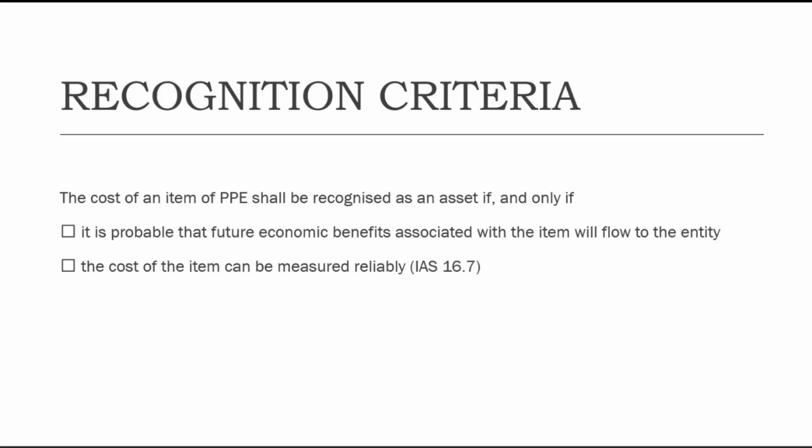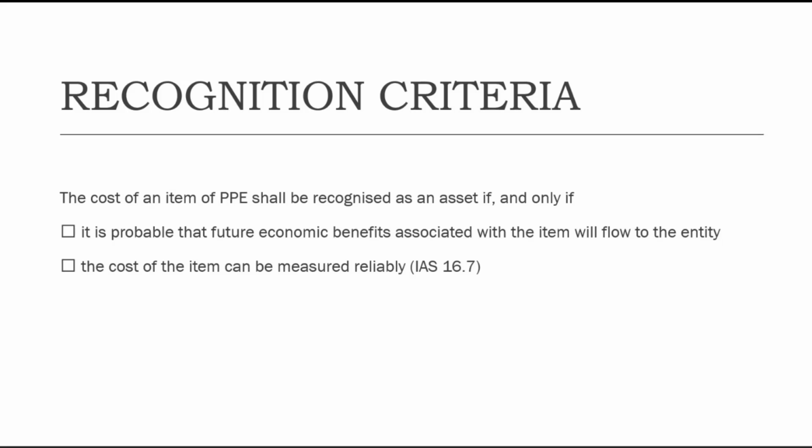And also, number two, it must have a cost that can be measured reliably. So if you have an item of property, plants, and equipment, and you don't have a cost to it, you don't have an amount, you cannot recognize it. What amount are you going to recognize in your balance sheet? If I have an asset and I don't know the value of the asset, I cannot recognize it in my balance sheet. That is what it's saying.